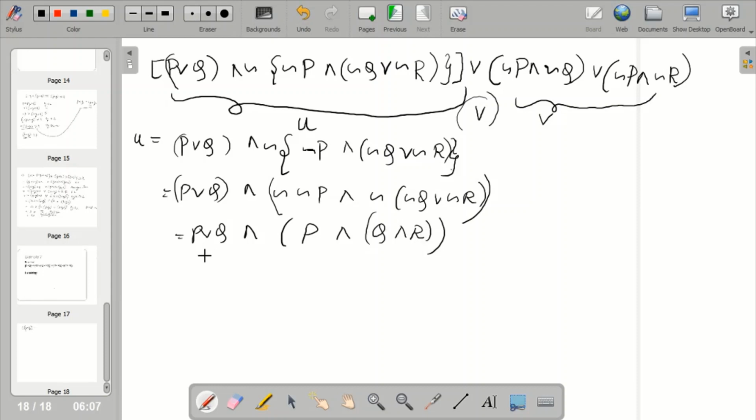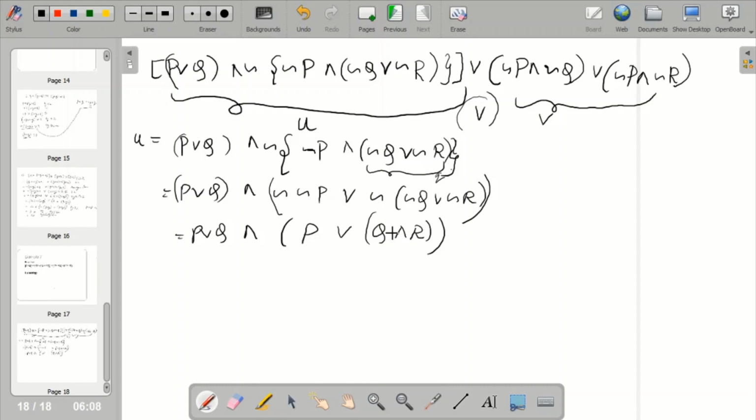So this is what you will get. P or Q and, sorry, here I did not change the operator. This operator should be OR, right? When I applied De Morgan's law, negation of P, this symbol will change to OR. So negation of this OR will be replaced by and, this negation gets cancelled, and this will be OR. So we got P or Q and P or Q and R.